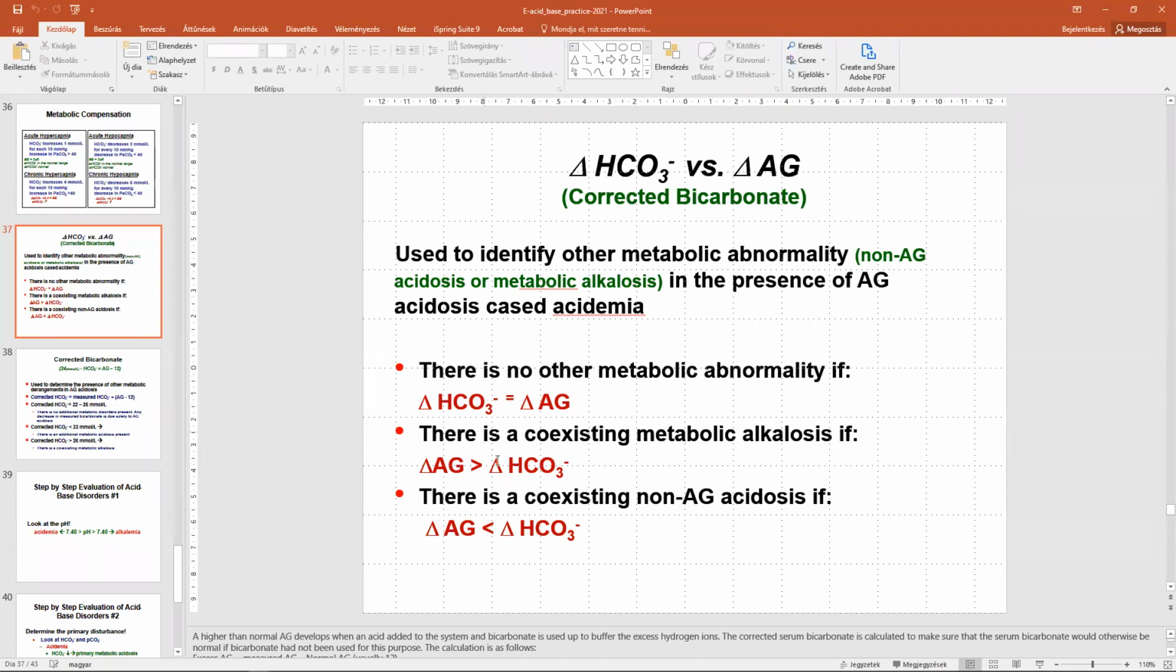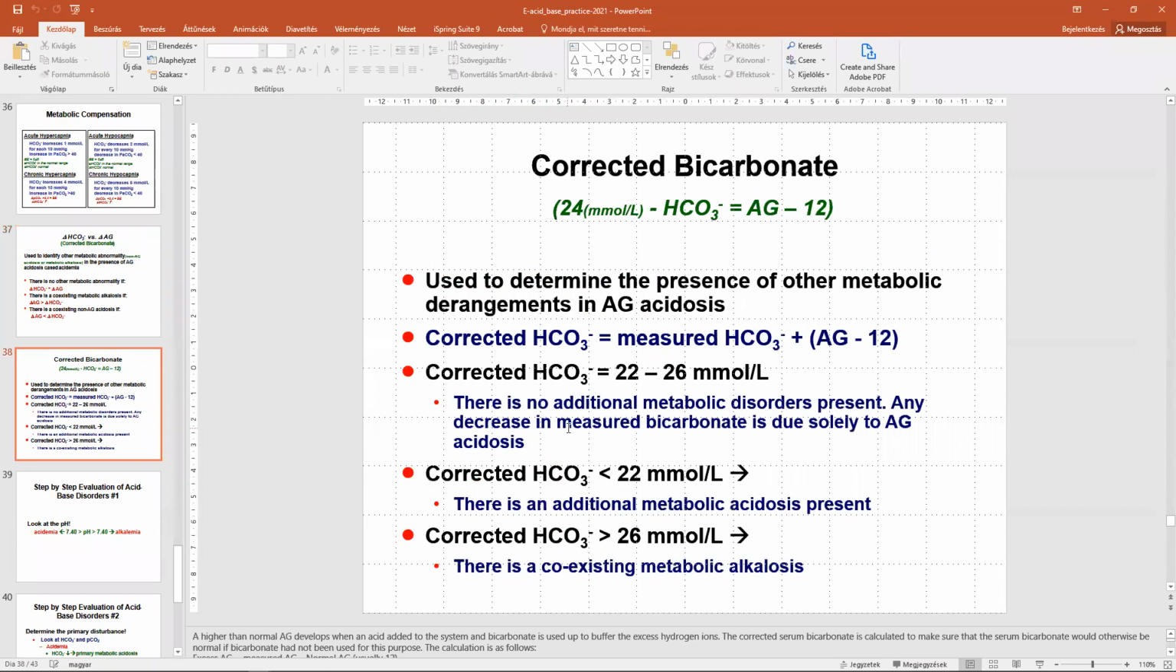You can use this delta-delta comparison, but usually they correct the actual bicarbonate with the change of the anion gap. So we take the measured bicarbonate and add the change of the anion gap. If you have less bicarbonate, exactly the same as the increase of the anion gap, you will get back the normal bicarbonate value, between 20 and 26. So there is no other metabolic component.